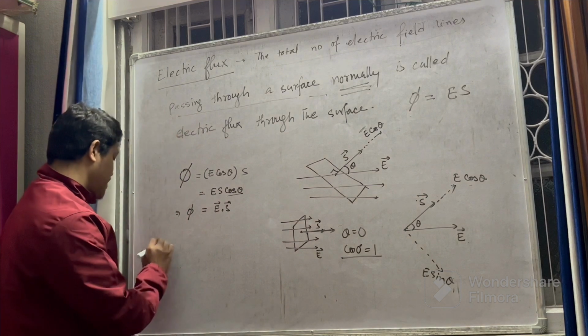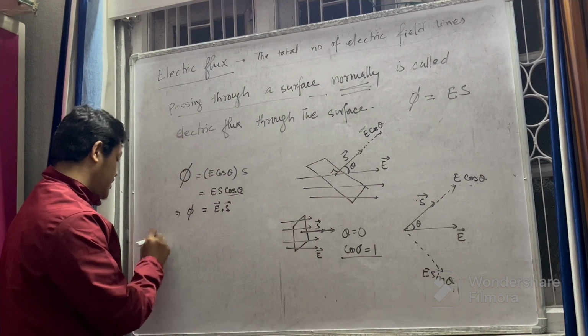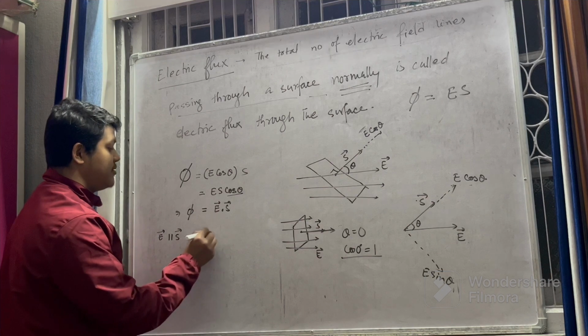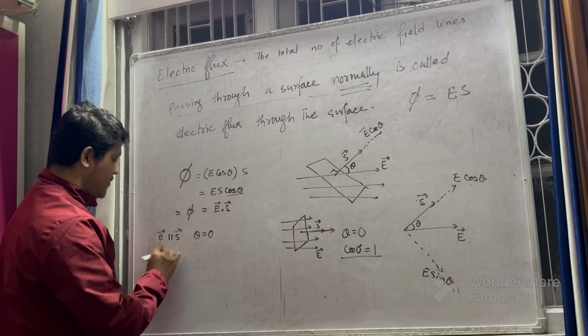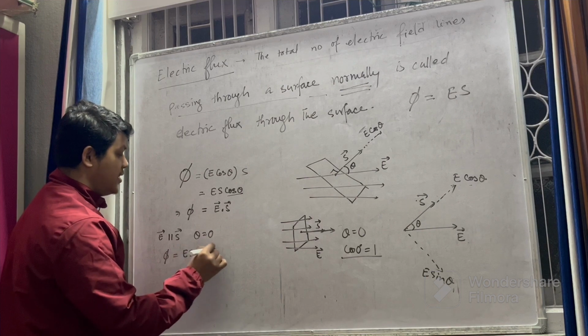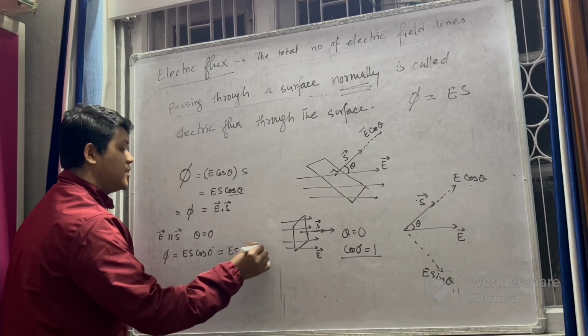So when E vector is parallel to S vector, that means theta is equal to 0, then you will get phi equal to E S cos 0 degree, which is equal to E into S, which is the maximum value.